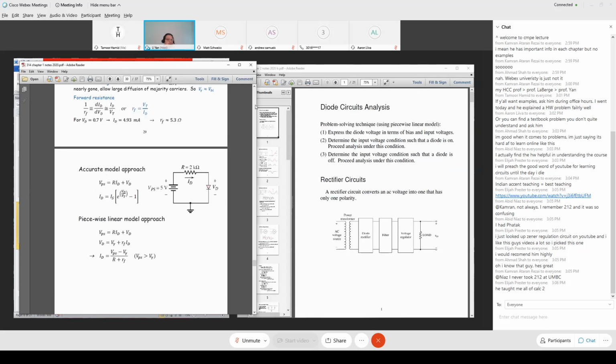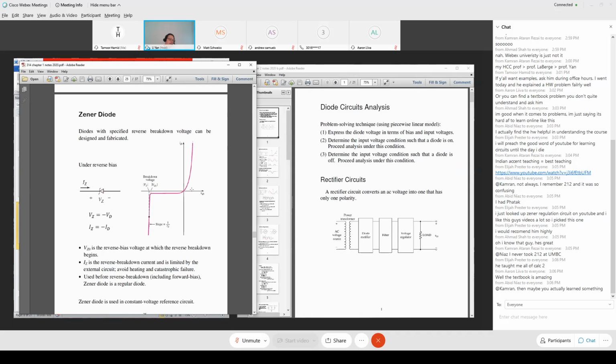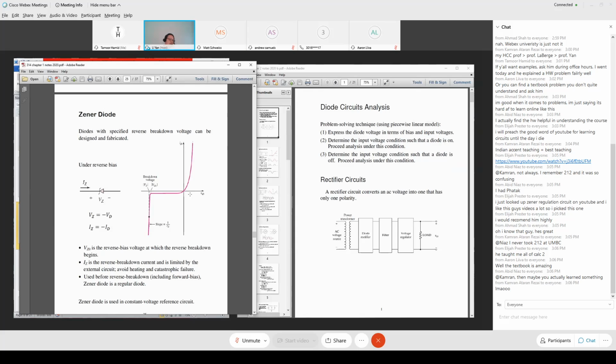Can you imagine this straight line if we use piecewise linear model? Yes or no? Hello? No, I'm sorry. I think we're misunderstanding each other. I was just confused of why this was a non-ideal analysis of the circuit as opposed to an ideal one.